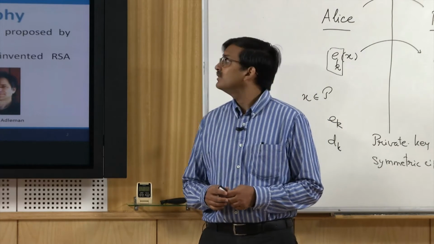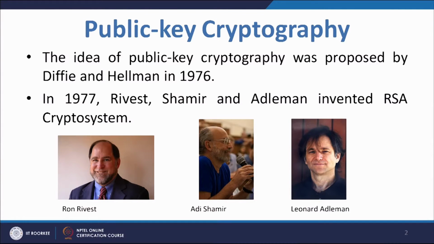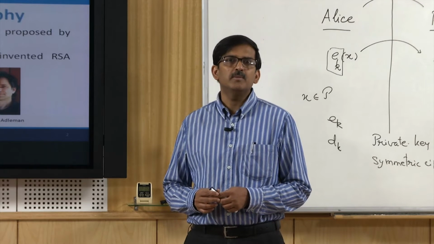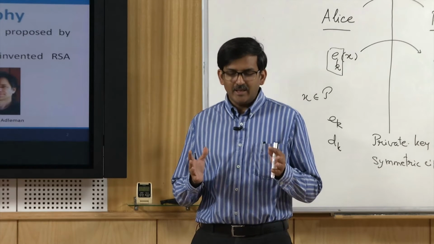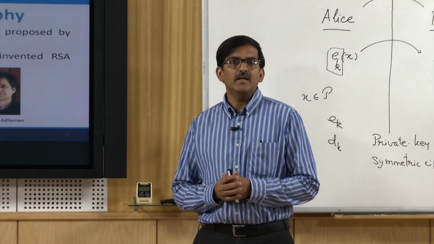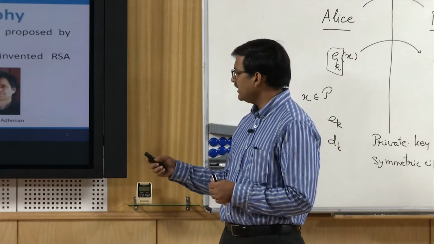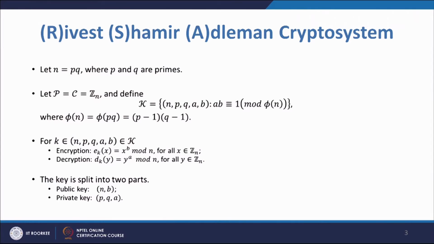But in academics, the idea of public key cryptography was proposed by Diffie and Hellman, and just 1 year after that, Rivest, Shamir and Adleman proposed the RSA cryptosystem, which is a practical implementation of the idea. Now, we will move on to the RSA cryptosystem, and these are the details of the RSA cryptosystem.